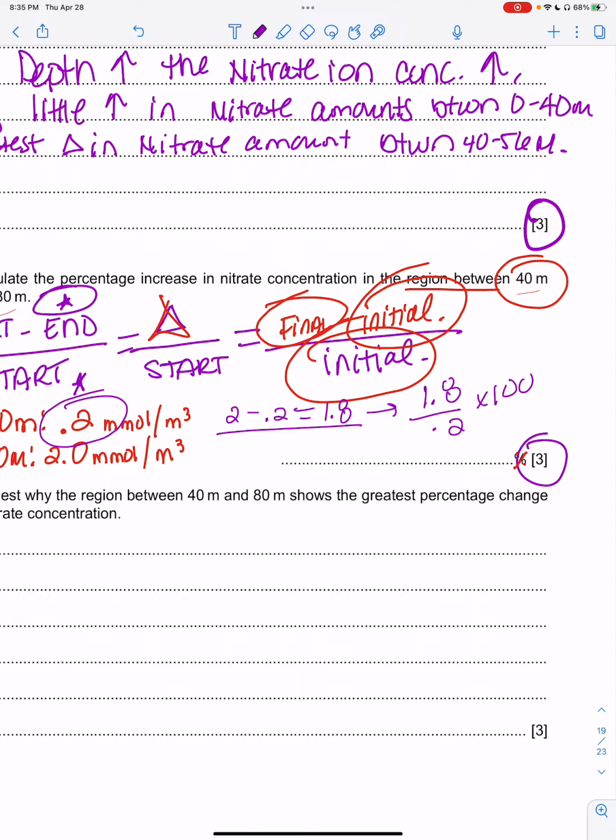All right, 1.8 divided by 0.2. 9. Did you get 9% increase? No, a 9% increase would be like what? 0.2, not that much. Almost near 0.3.